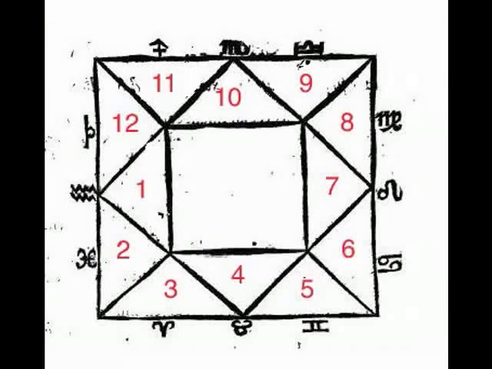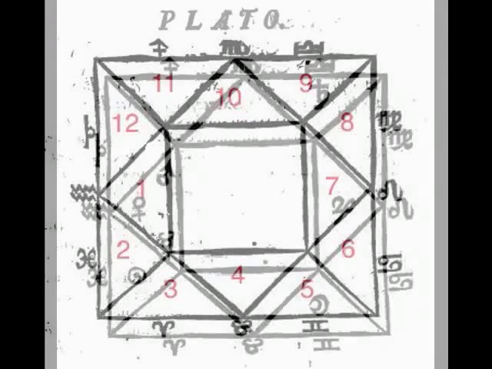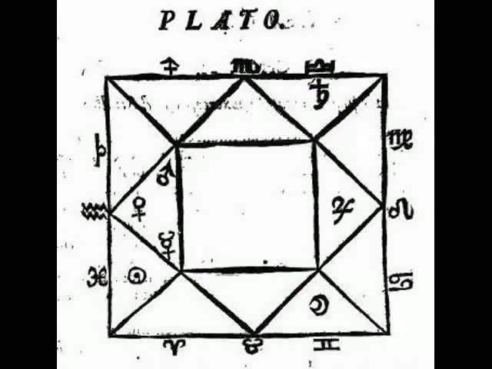Where the houses are ascribed zodiacal signs, say in Plato's chart the 6th house is assigned to Cancer, this designates the zodiacal sign on the cusp of that house.